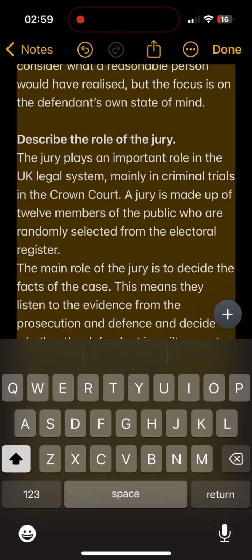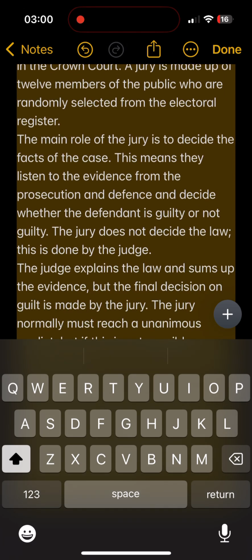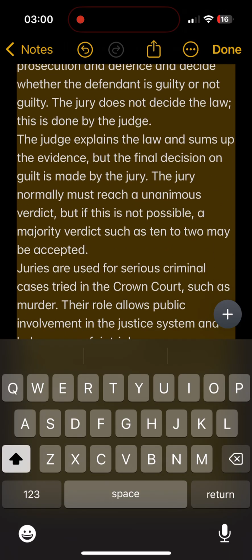Describe the role of the jury. The jury plays an important role in the UK legal system, mainly in criminal trials in the Crown Court. A jury is made up of 12 members of the public who are randomly selected from the electoral register. The main role of the jury is to decide the facts of the case. This means they listen to the evidence from the prosecution and defense and decide whether the defendant is guilty or not guilty. The jury does not decide the law, this is done by the judge.